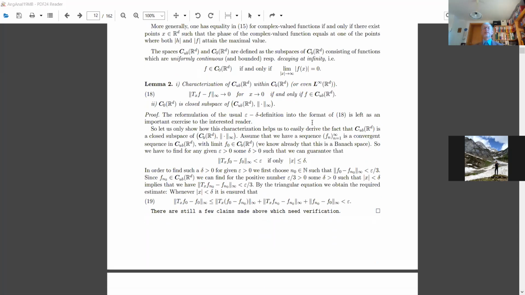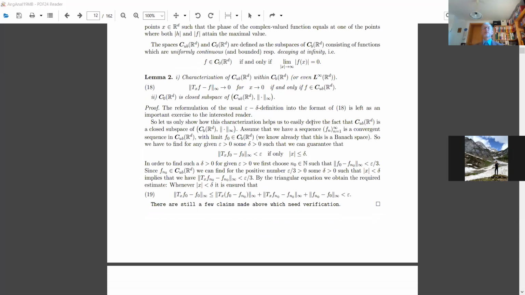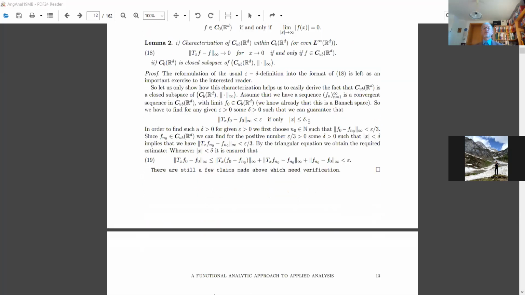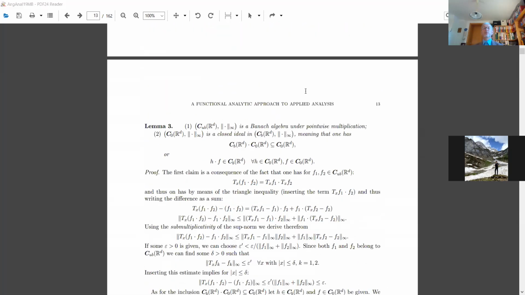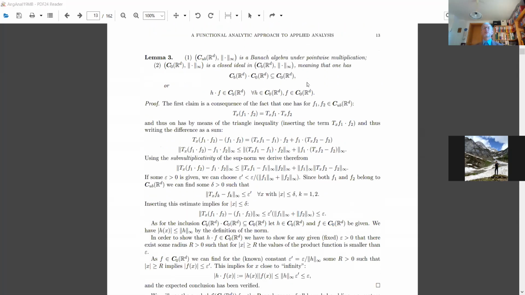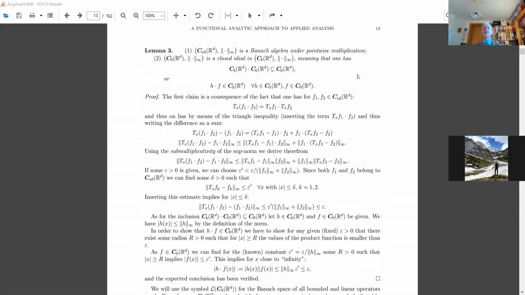Now, a question about multiplication. This is also a little bit typical of the kind of arguments that I'm using also during the rest of the course.